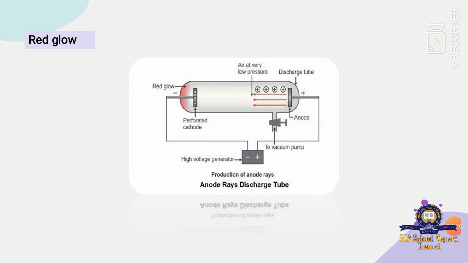He observed this red glow opposite to the anode, and this ray traveled in the opposite direction of cathode ray. Here you can see the ray, and here you can see the red glow. This red glow is due to the traveling of ray from anode to cathode, and he called this ray anode ray, as this ray traveled in the opposite direction to cathode ray.